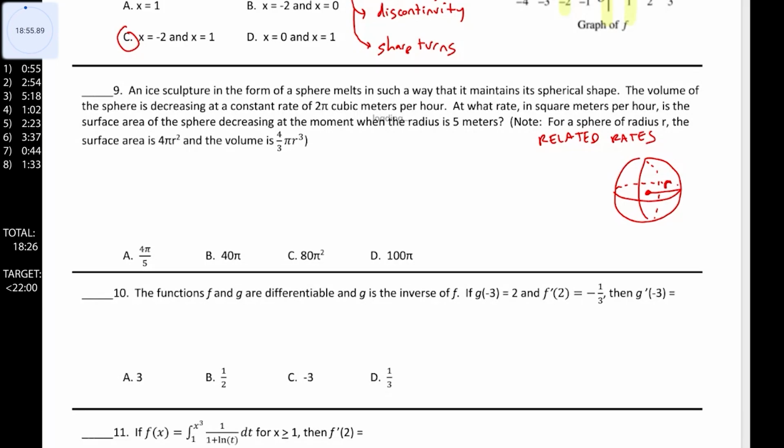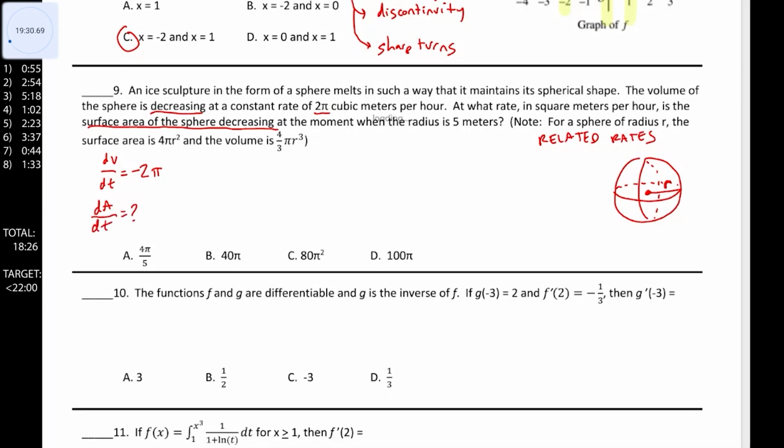It says the volume of the sphere is decreasing at a constant rate of 2 pi cubic meters per hour. So that little piece of information is telling us that dV/dt, or the change in volume over time, is negative 2 pi. And the reason why it's negative is because it's decreasing. At what rate in square meters per hour is the surface area of the sphere decreasing? So it's asking for the rate at which the surface area is decreasing. What it's really asking is, I'll call the surface area A, what's dA/dt?